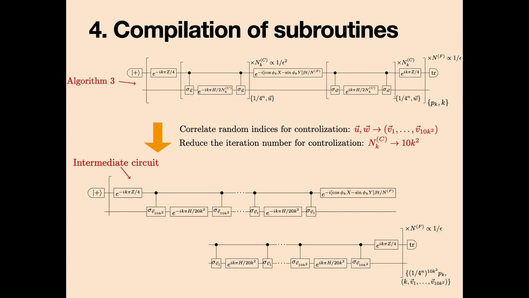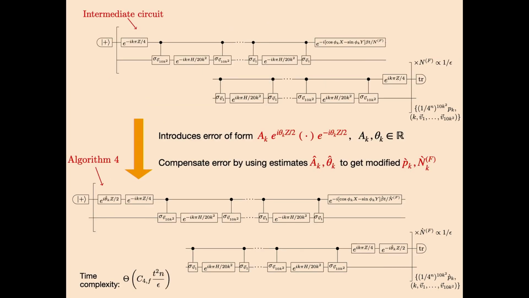And 10 k squared is also picked for some technical reasons that turn out to make it work in the end. So basically, we correlate the multiple levels of randomness into a single random variable. And then we get this intermediate circuit, which we also showed on the previous slide.